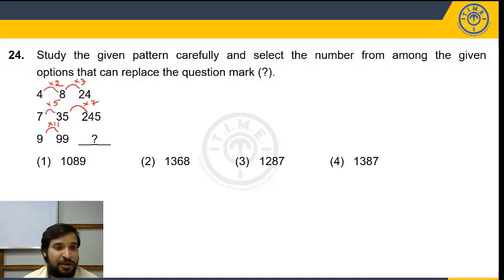If you observe, the multipliers 2, 3, 5, 7, 11 are the prime numbers. So the next prime number is 13. So 99 into 13 is 1287. That is choice 3.